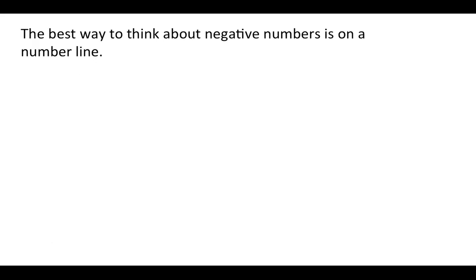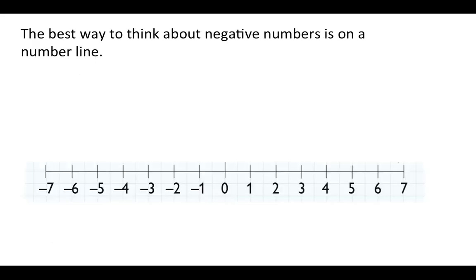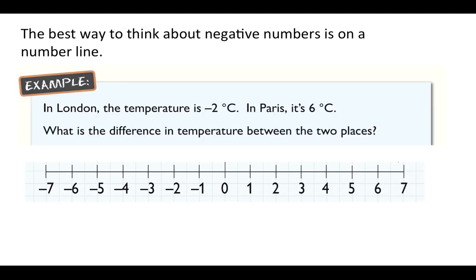The best way to think about negative numbers is always on a number line. Have a look at this example. In London, the temperature is -2 degrees. In Paris, it's 6 degrees. What is the difference in temperature between the two places?